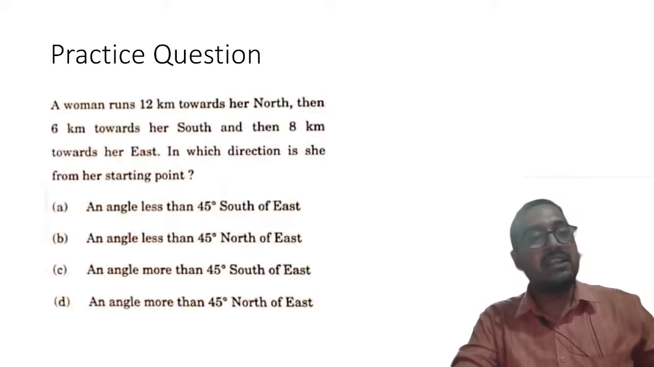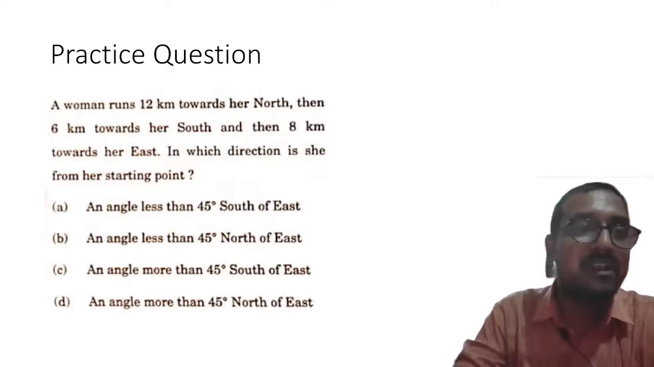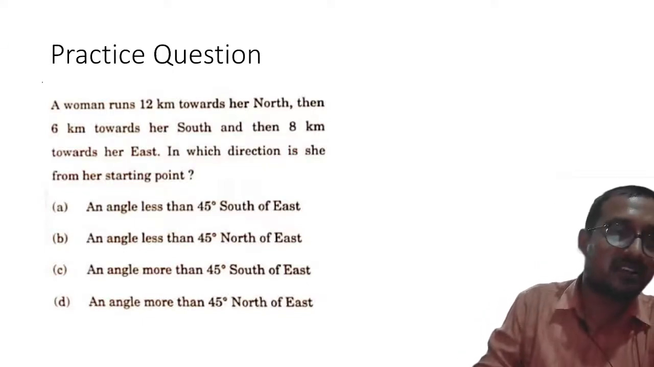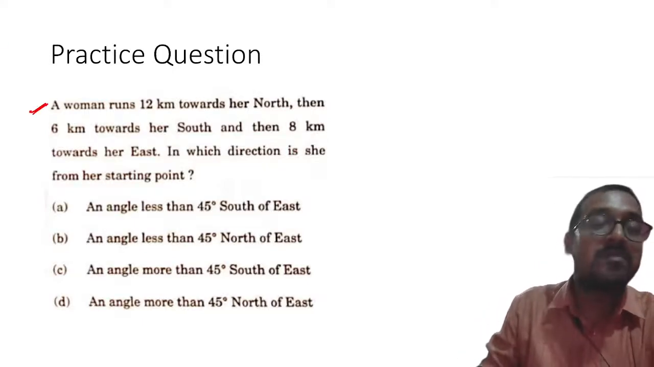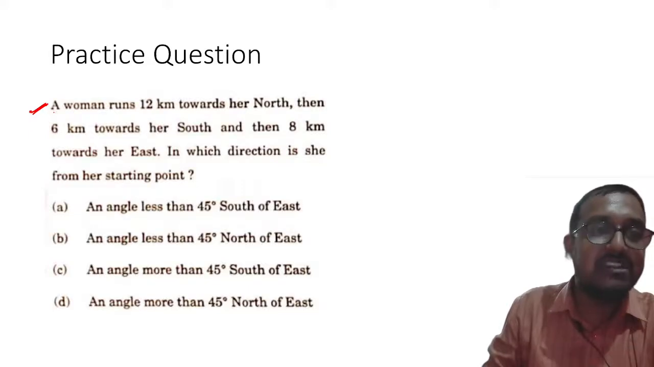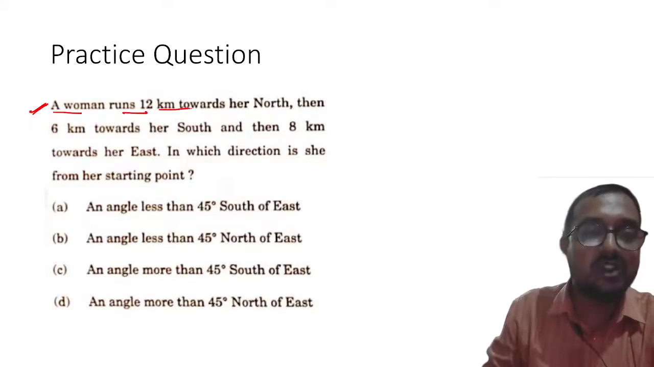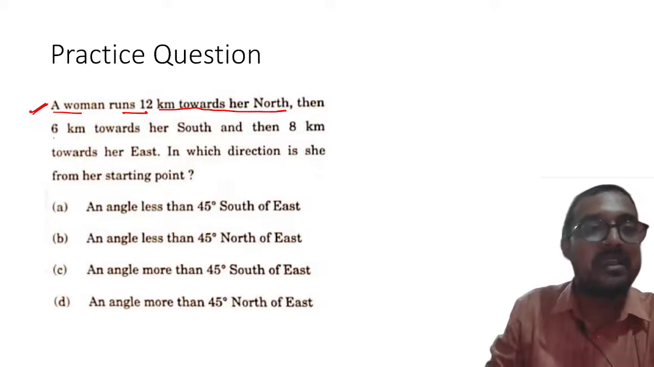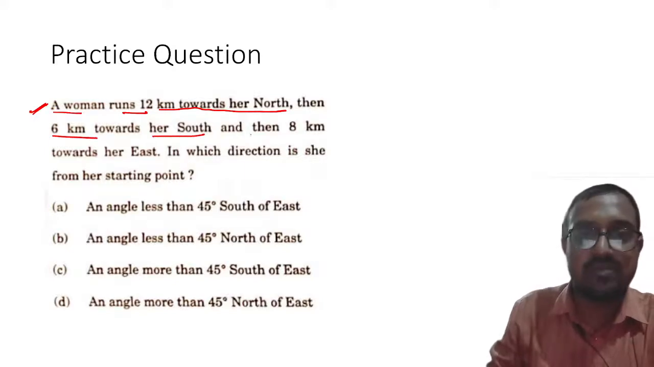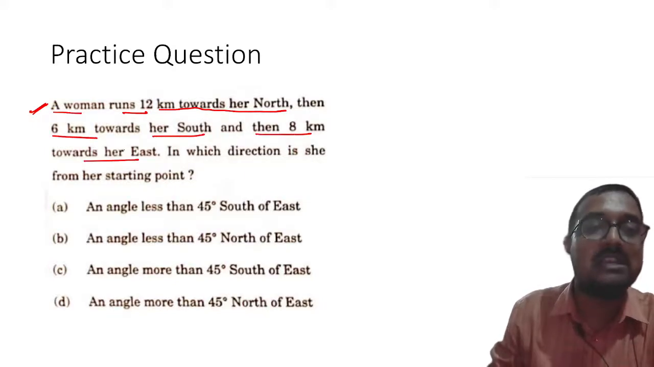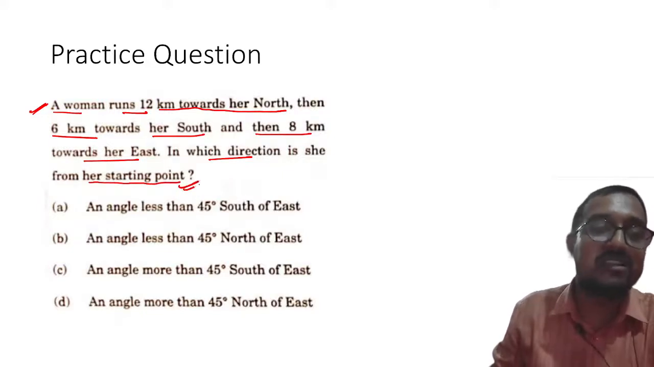Okay, now moving ahead, this question might seem a little bit blurred because I could not get the time to type it. But I hope you all can read it. A woman runs 12 kilometer towards her north, then 6 kilometer towards her south, and then 8 kilometers towards her east. In which direction is she from her starting point?